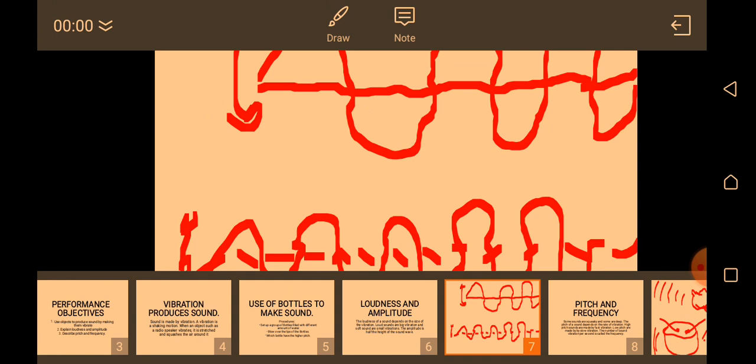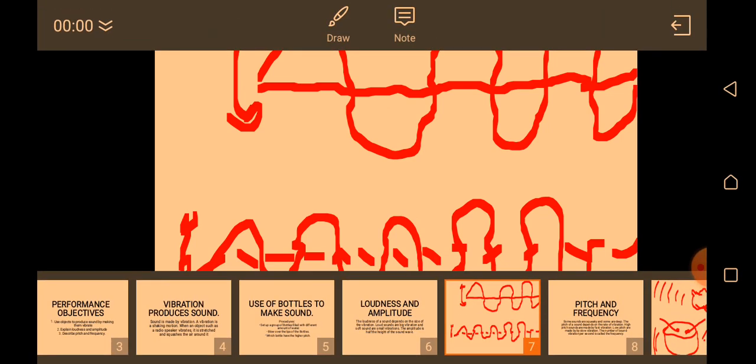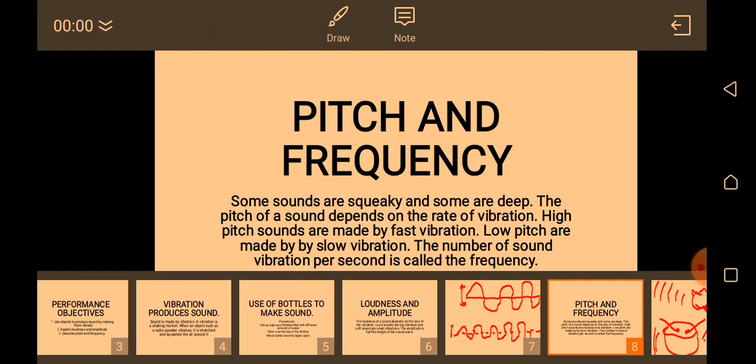Okay, this is a diagram of loudness and amplitude. This is how big it is, how loud it is, and this is just half of it, dividing it little by little. Now, pitch and frequency. Some sounds are squeaky and some are deep. The pitch of a sound depends on the rate of vibration.